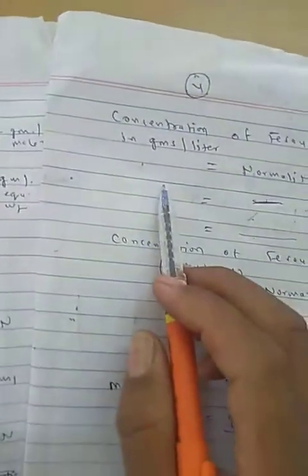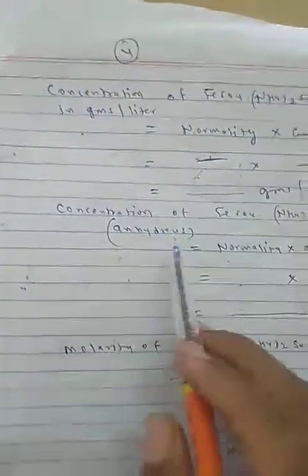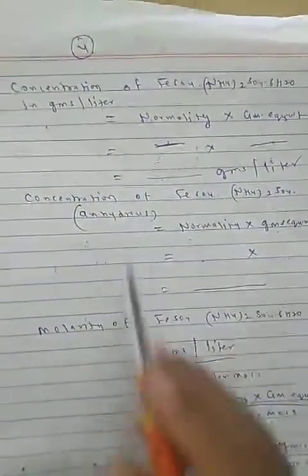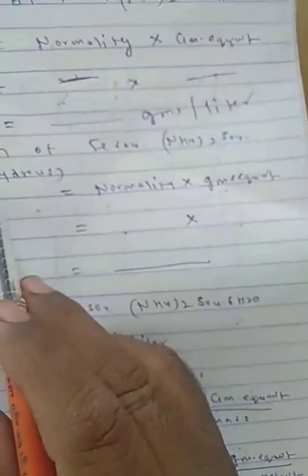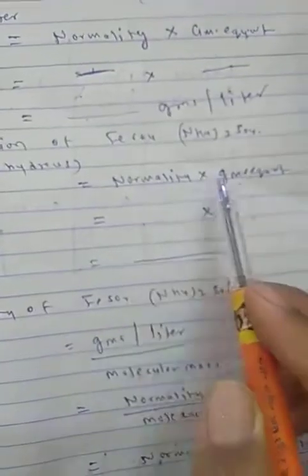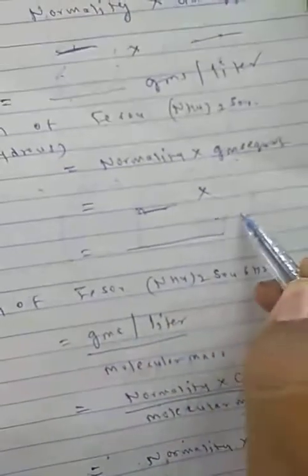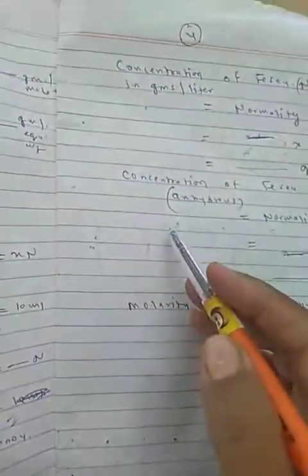This is for the hydrated form. Again, like in the first experiment I taught you, you have to calculate the concentration of ferrous ammonium sulfate without the 6 molecules of H2O, the anhydrous form. This is hydrated and this is anhydrous, without the 6H2O molecules. So again you write the formula: normality into equivalent weight is equal to this, keep the blanks, and at last it will come in grams per liter. Followed? This was the calculation for concentration.